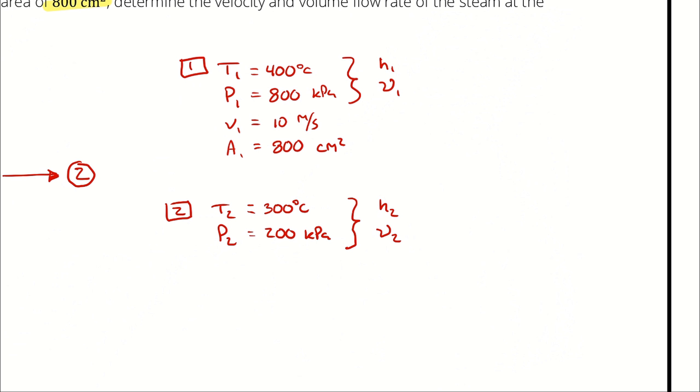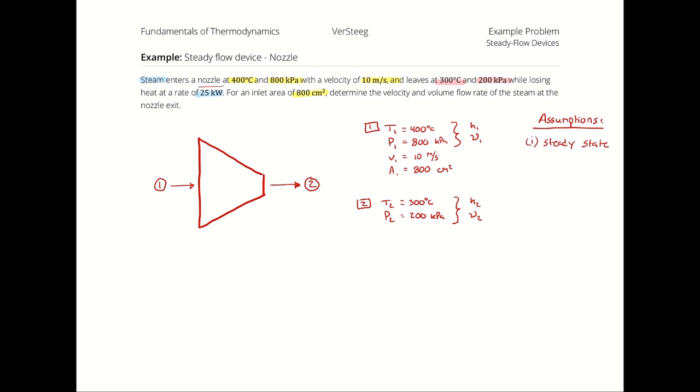While we're here, it's a good idea to start listing our assumptions as well. I'll start by considering the fact that I'm treating this process as steady state. So I'm neglecting the effects of time in my analysis. Now, the context clues for that are the fact that steady is in the description of a steady flow device. We treat them as being steady state.